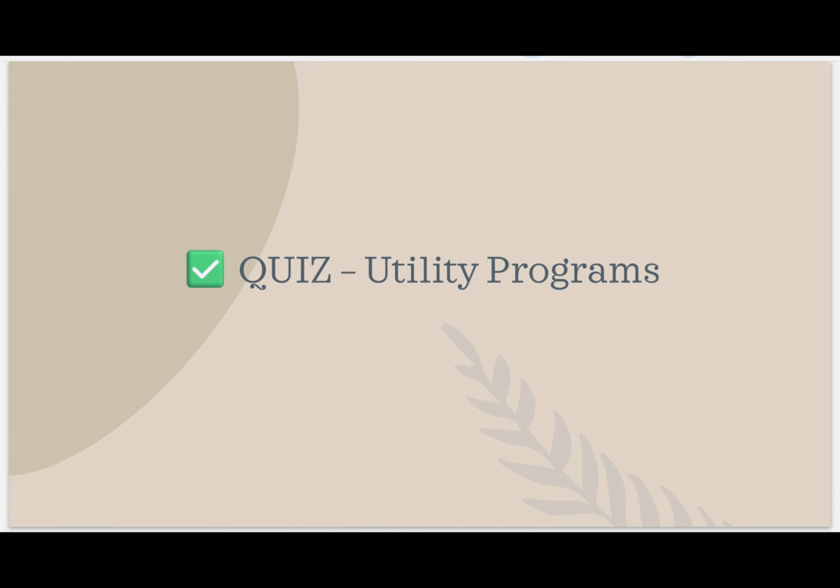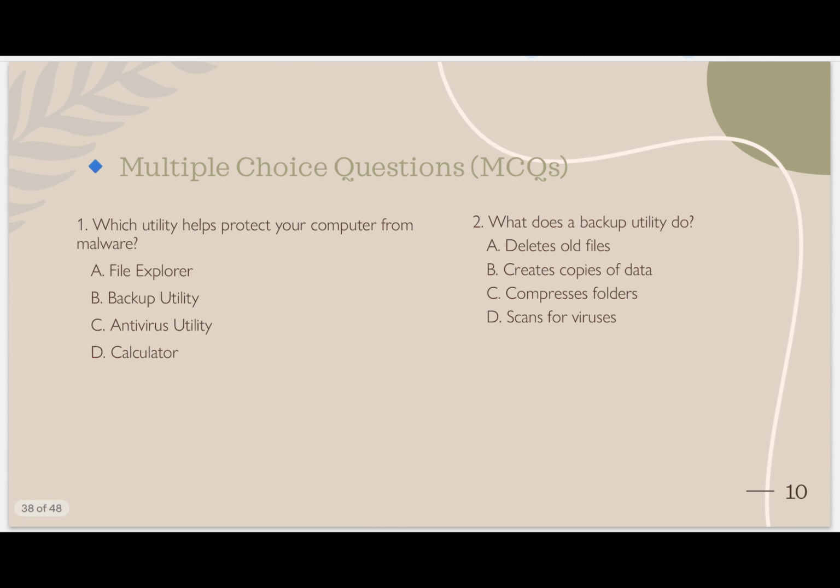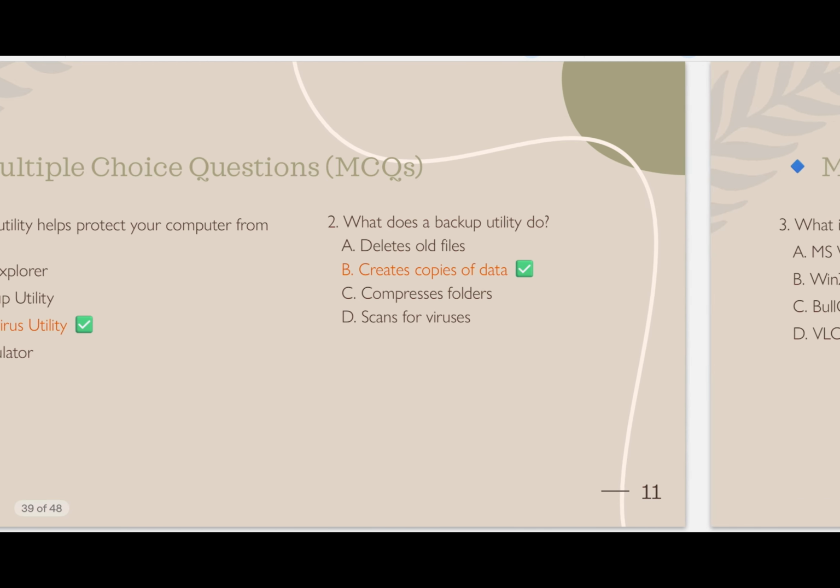Now quiz time. See, first is our MCQs. Which utility helps to protect your computer from malware? Try to answer it. Antivirus. See, antivirus utility protects us from malware. What does a backup utility do? Yes, it creates a copy of data, online or otherwise in other storages. See, antivirus and copies, correct.